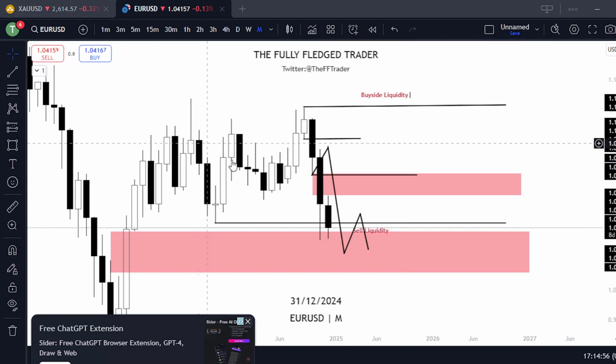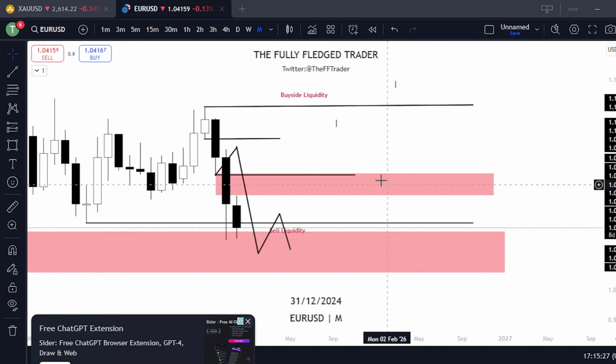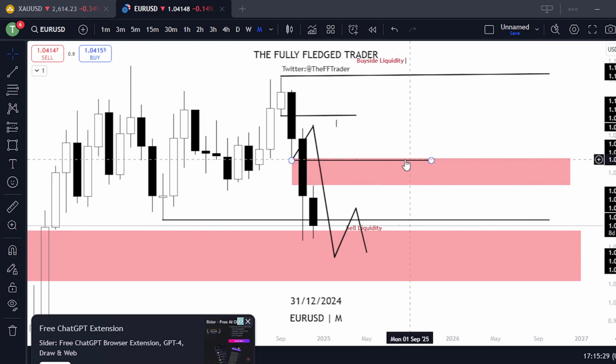So for me here, I mark this as level one because it gives me an opportunity to sell the move from this point to another point, like say into this inefficiency there. So for me here, I'll sell from this point into this inefficiency, working with the logic of inefficiencies there. So I mark this as level one.